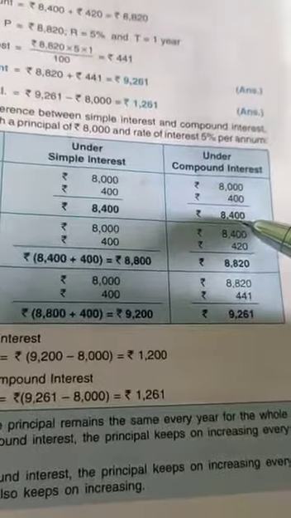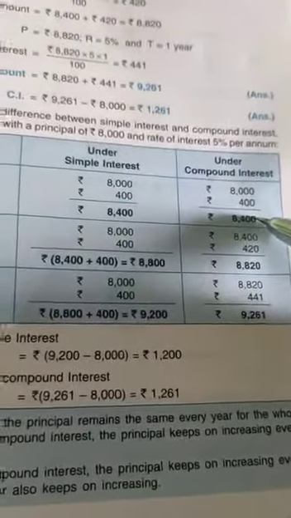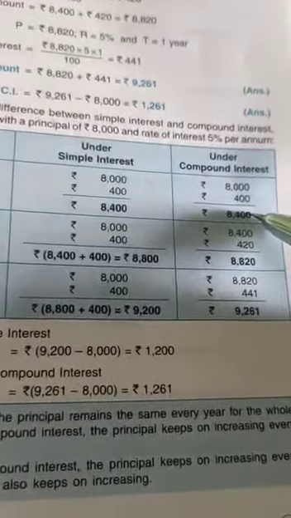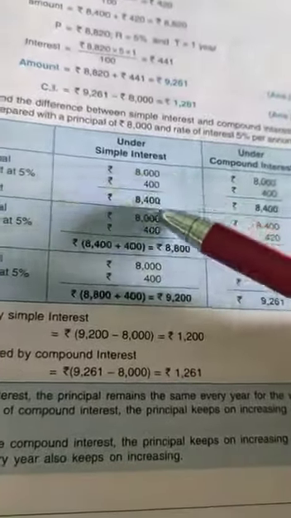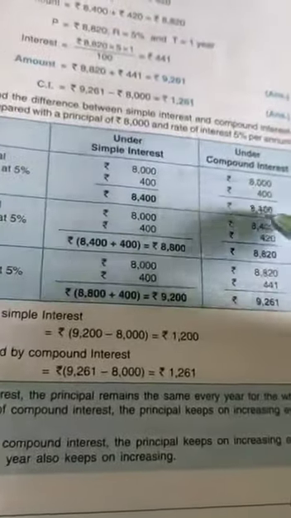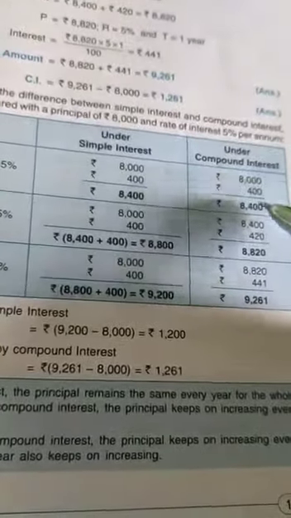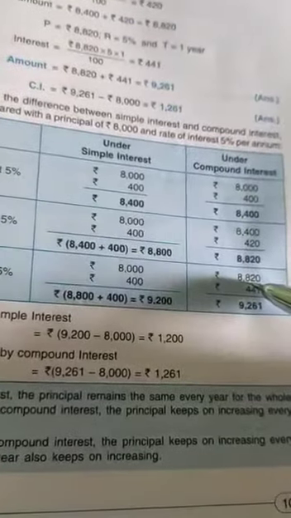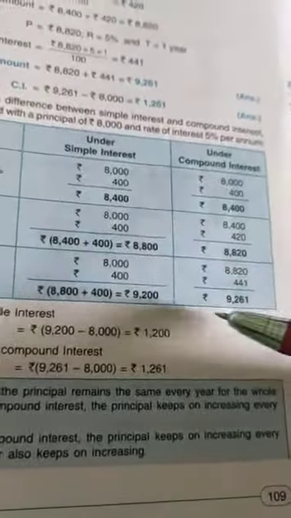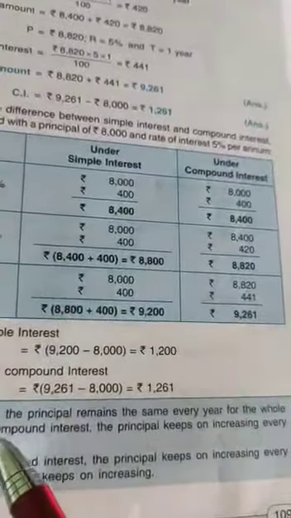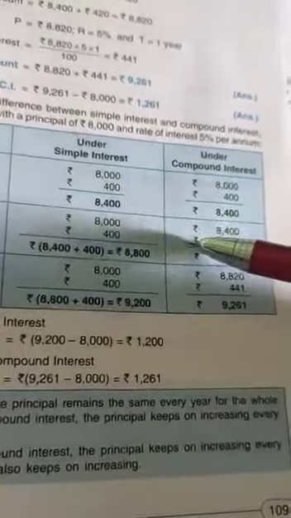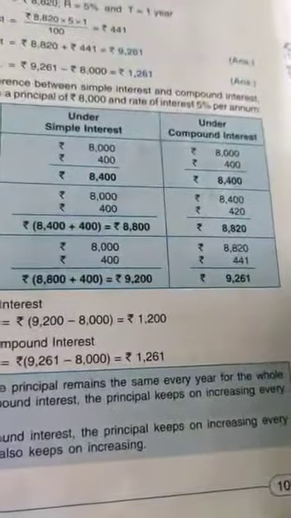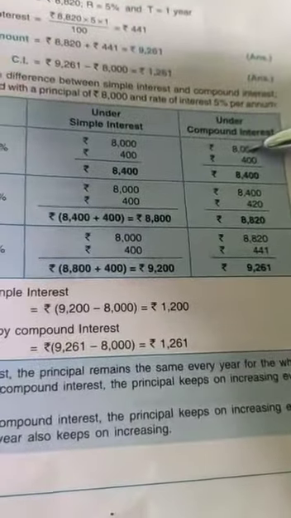See here, 8400 after adding the interest, this is the principal. Now again the next principal is 8820. Then this, and here 8400, here same 8000, 8000, 8000. Principal same. Here principal keeps on increasing, 8000, 8400, then 8820. You can see the difference, children. This is the only difference. In case of simple interest, principal remains the same every year, for the whole period. And whereas in the case of compound interest, the principal keeps on increasing every year.